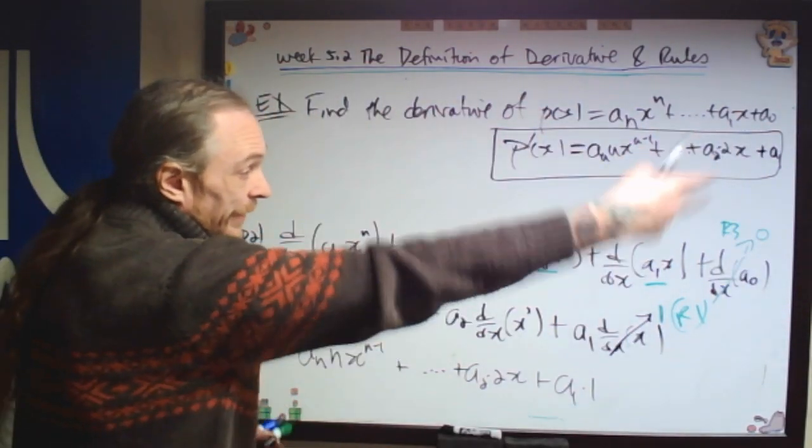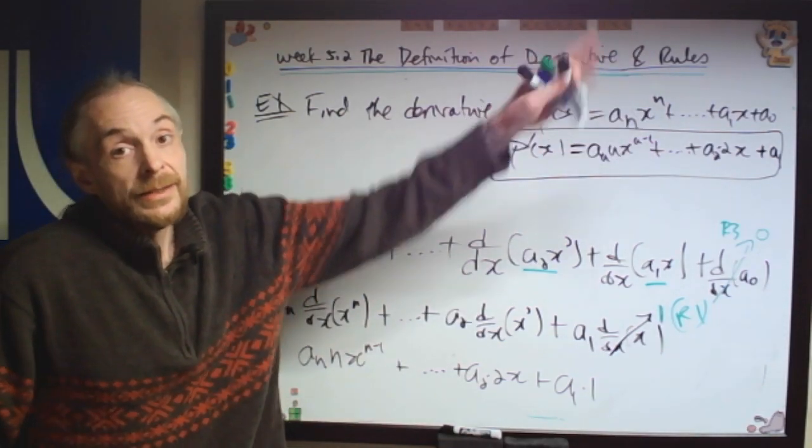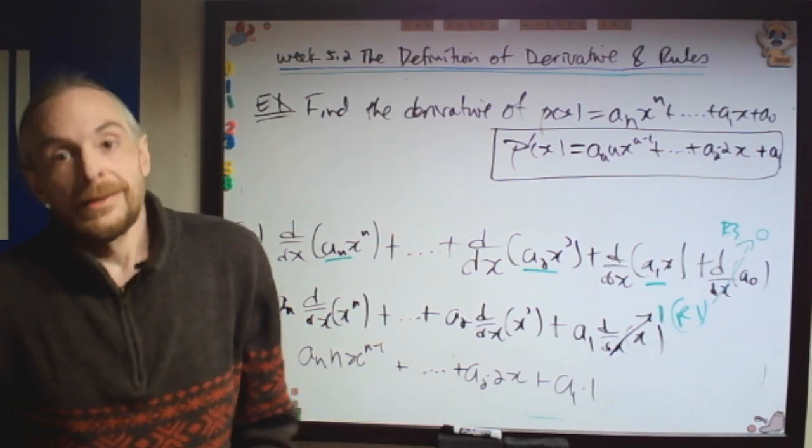So it'll disappear eventually if you keep taking derivatives, because you'll just get a constant eventually, and that'll be 0. We'll use that later in other classes.